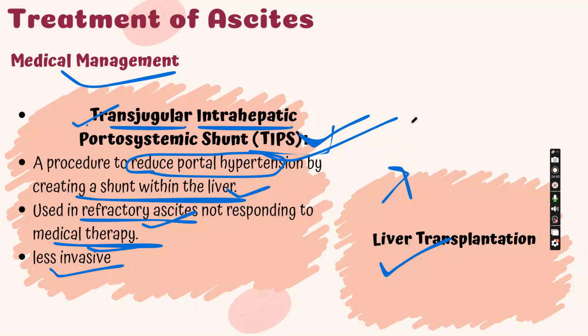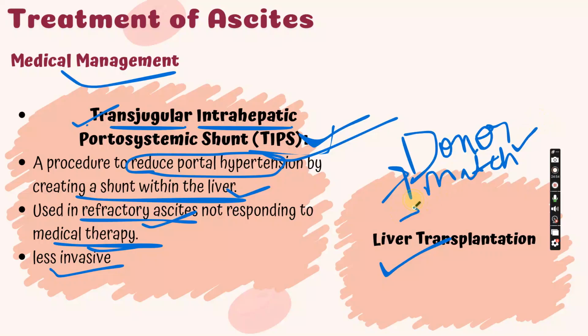Liver transplantation also has its own criteria. First, we have to find the donor. Then we have to get it matched, that is, whether the donor is a match or not. Another thing is we have to give the patient immunosuppressants during transplant, because sometimes the patient's body might reject the new liver. So that's why we have to put the patient on immunosuppressants.